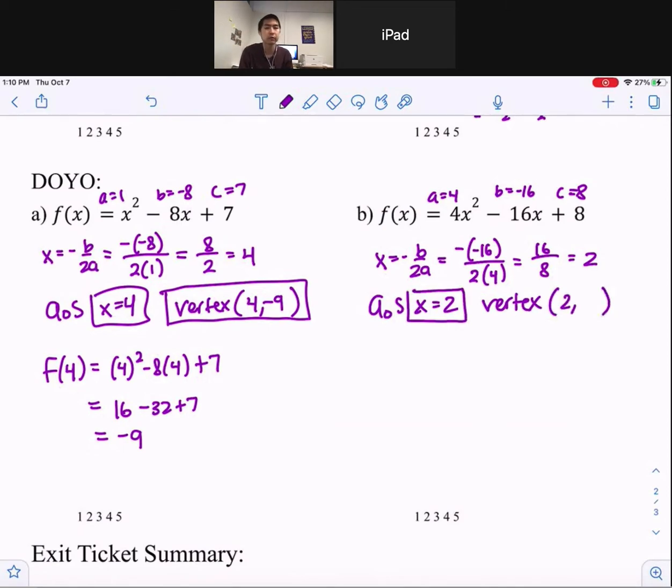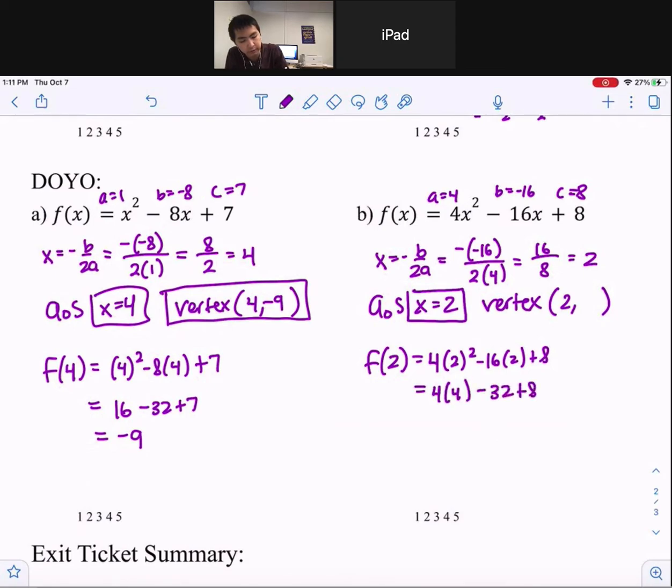Now find your y value, plug in 2 into the equation. Everywhere you see an x, it now becomes a 2. So PEMDAS, order of operations, 2 squared is 4. Negative 16 times 2 is negative 32 plus 8. 4 times 4 is 16 minus 32 plus 8. Combine all those, negative 8. Your y coordinate of your vertex is negative 8. Vertex, 2 comma negative 8.